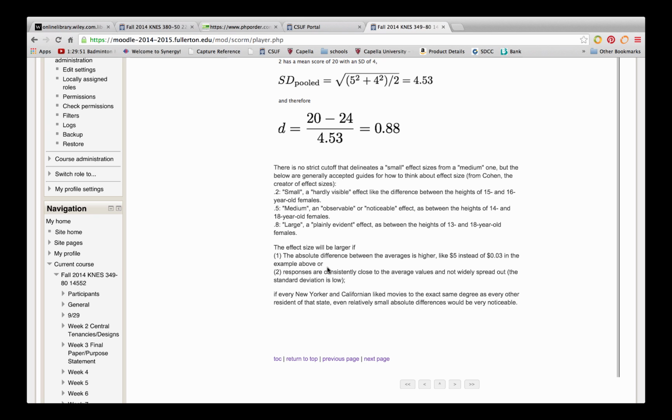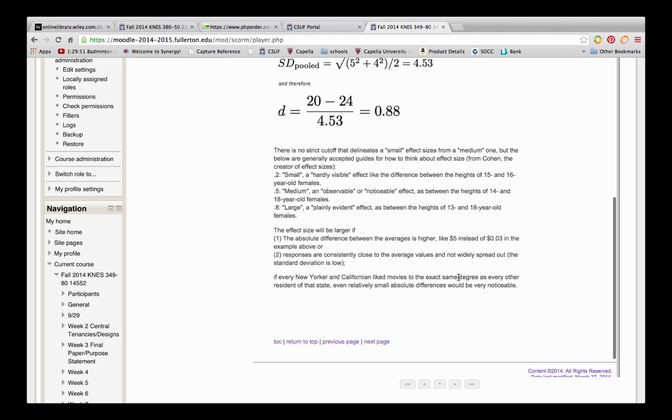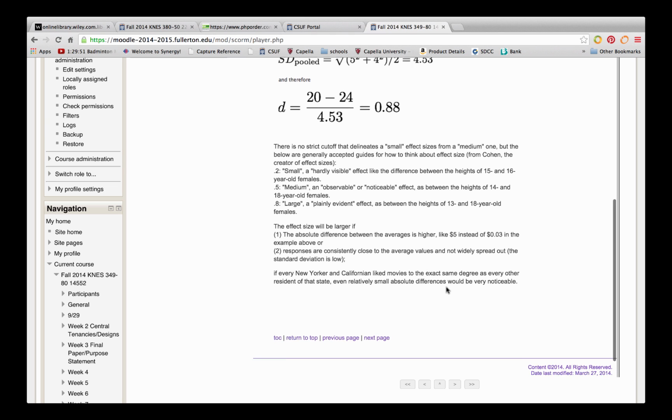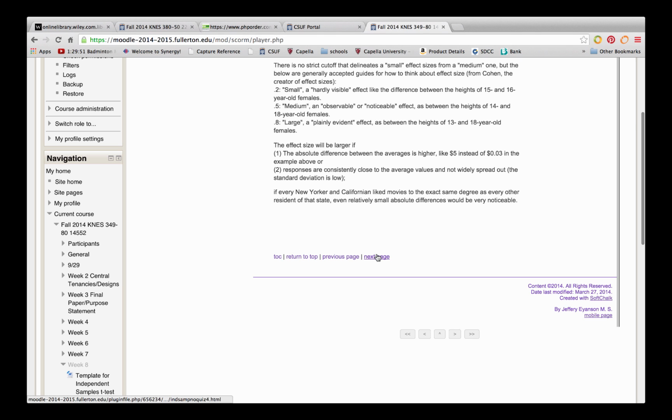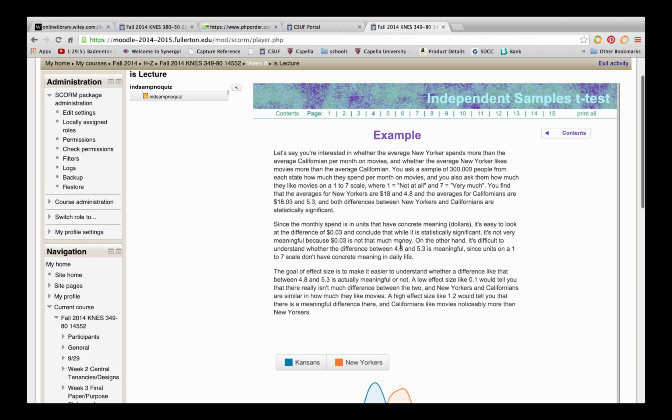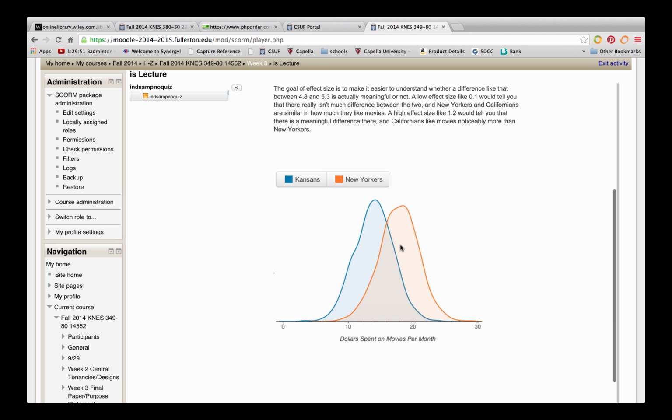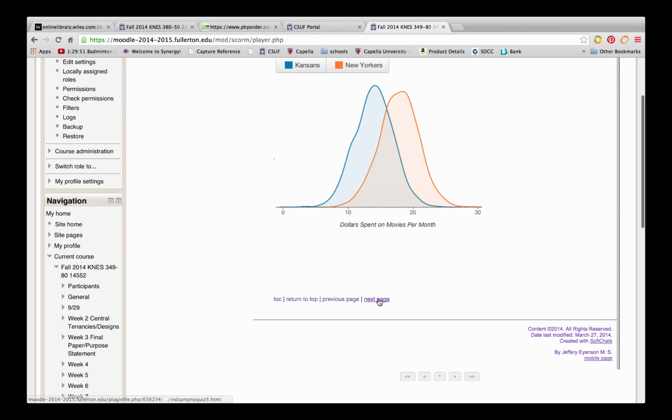The effect size will be large if the absolute difference of the averages is higher, like $5 instead of 3 cents. Responses are consistently close to the average values, but not widely spread out. The standard deviation is low. And then there's another example for you to read about. Here's another example for you to look at.